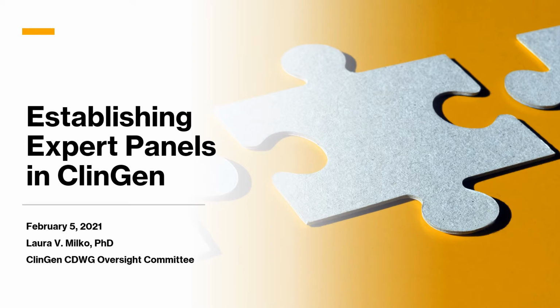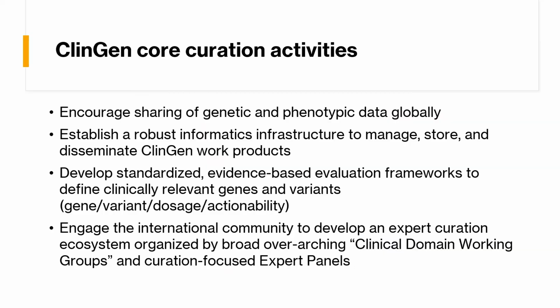This presentation is intended to provide an overview of the ClinGen processes and recommendations for establishing expert panels for both gene curation and variant curation. First, I'd like to put the expert curation groups in the context of ClinGen's overarching goal to build a centralized and freely accessible resource that defines the clinical relevance of genes and variants for use in precision medicine and research.